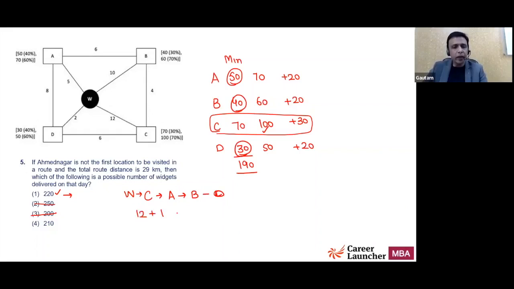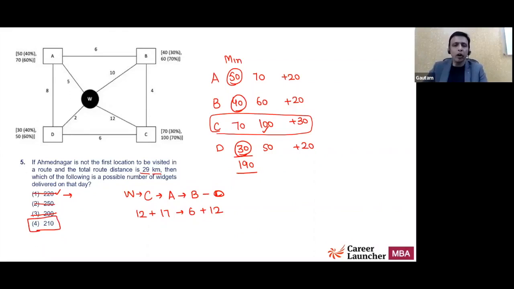C to A would be another 17. A to B would be 6. And B to D would be 12. But that would be way ahead of 29. So this option is again eliminated. So what is left is 210, which would obviously become the valid option.